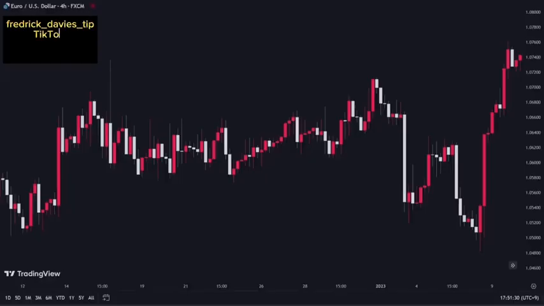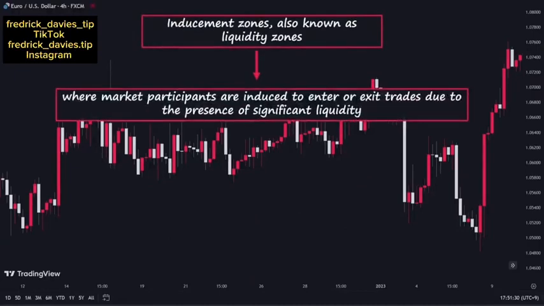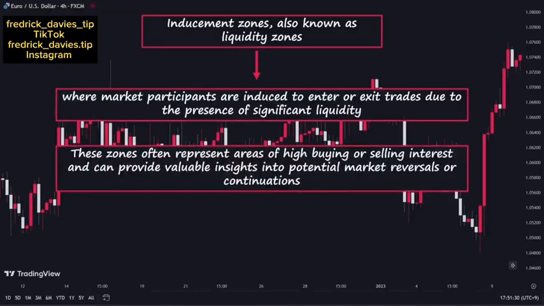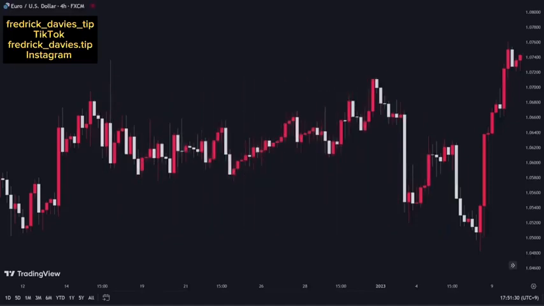Welcome back, traders. So, let's get started. Inducement zones, also known as liquidity zones, are areas where market participants are induced to enter or exit trades due to the presence of significant liquidity. These zones often represent areas of high buying or selling interest and can provide valuable insights into potential market reversals or continuations. So, what is the exact definition of the inducement?